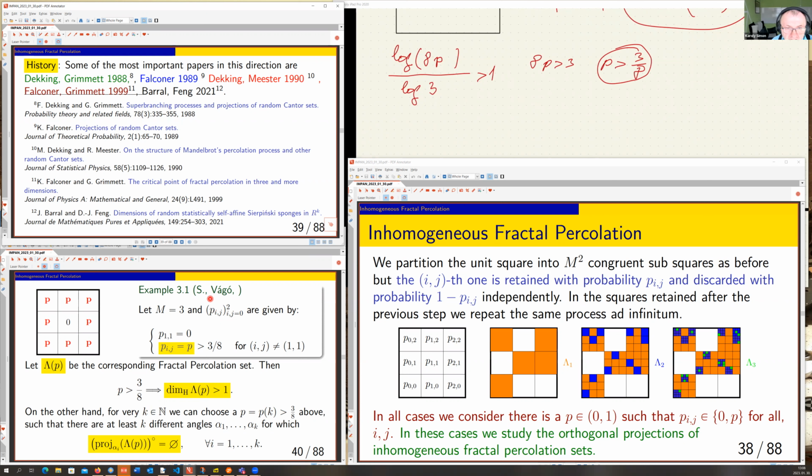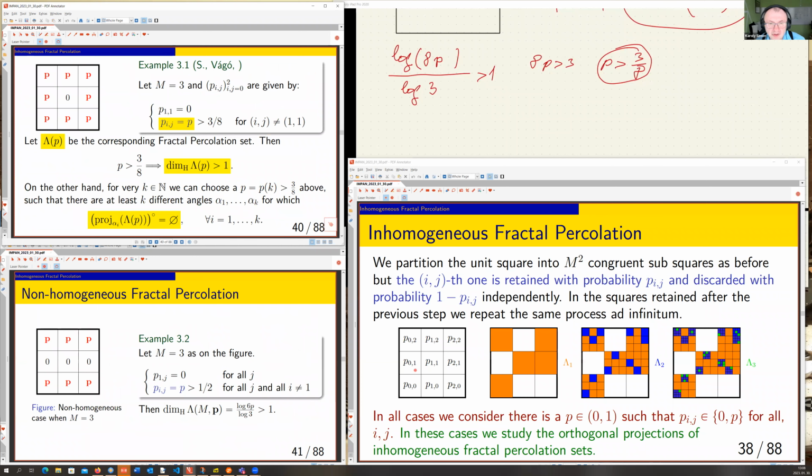On the other hand, with Lajos Vágó, we proved that if you give me any number k, it can be 1 million, then we can find a P which is slightly bigger than 3/8, and we can give you k different angles, alpha 1 to alpha k, such that the projections in these directions are empty almost surely. So this is a different phenomenon from what we have seen in the homogeneous case.